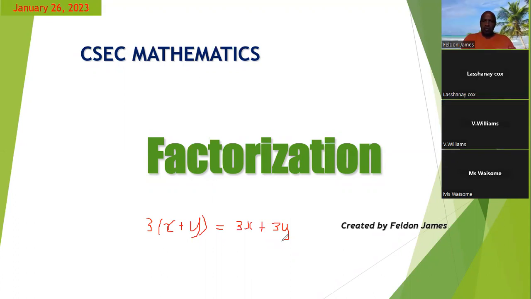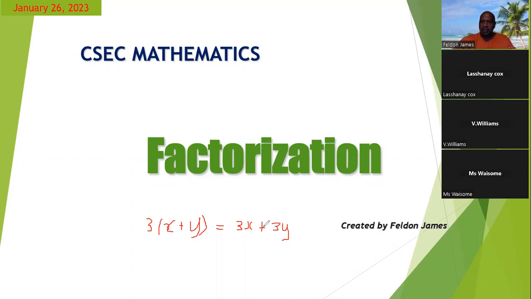Now, what would be the factors? The product is actually 3x plus 3y. What would be the factors? 3x and y, sir. No, those are not the factors. 3x plus 3y would be the product. Remember, this is an expression, and the expression remains as is because we cannot simplify it by adding the terms. Right?